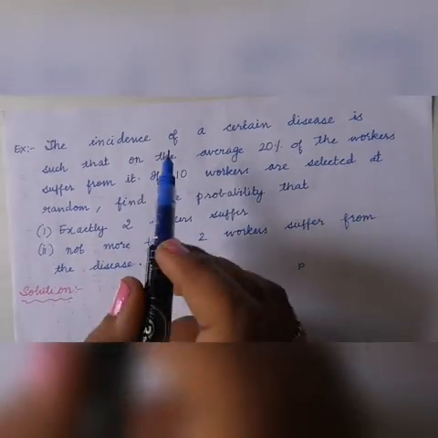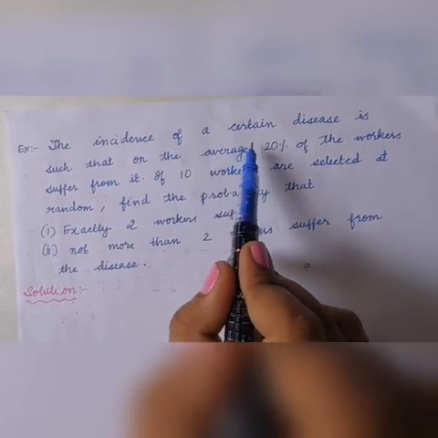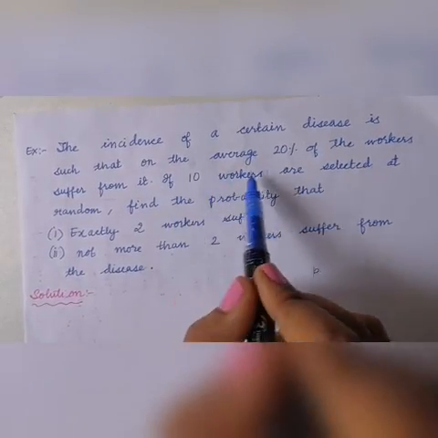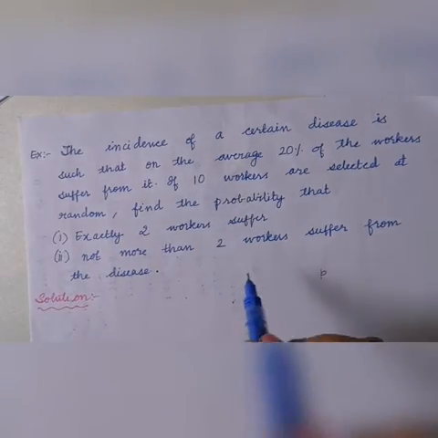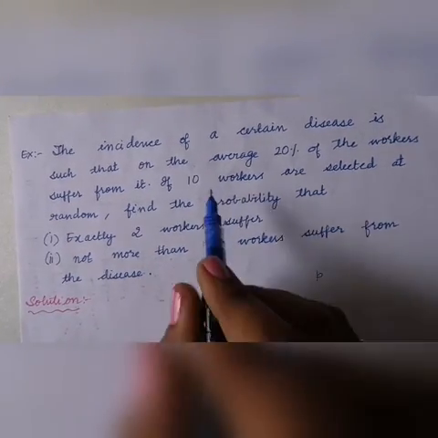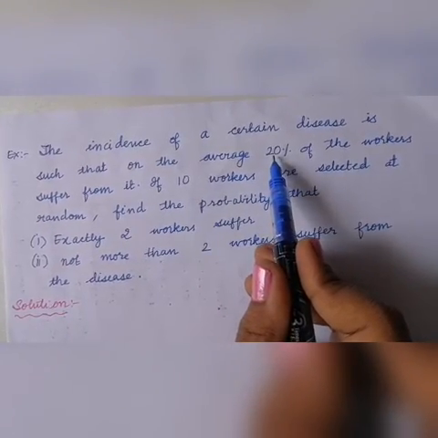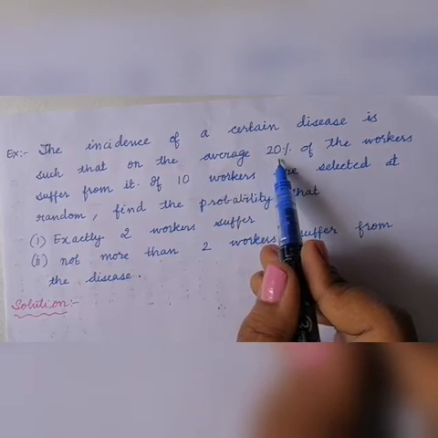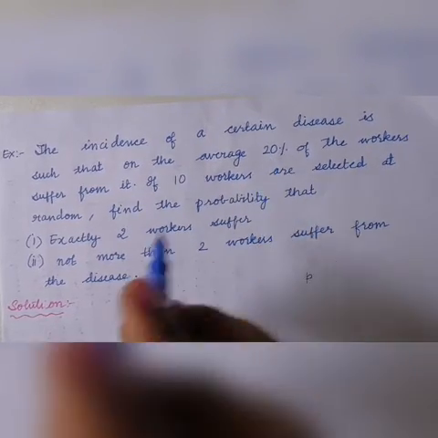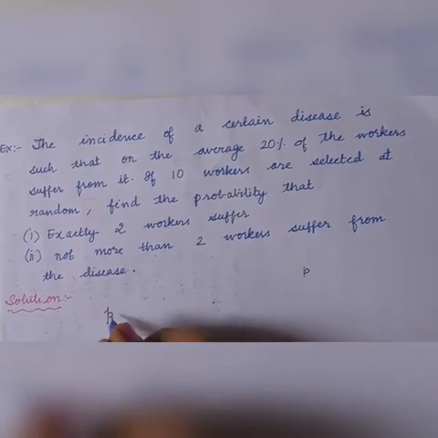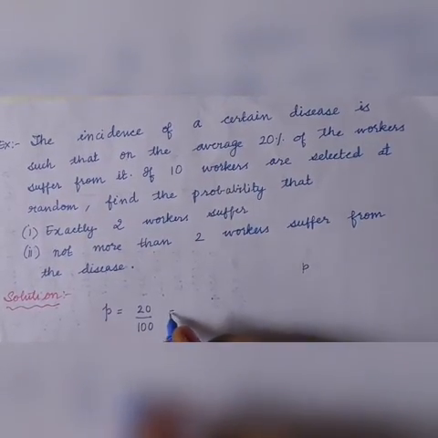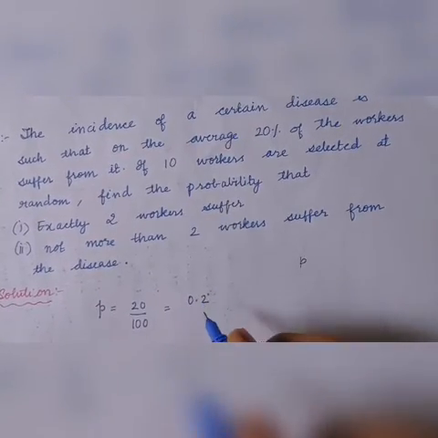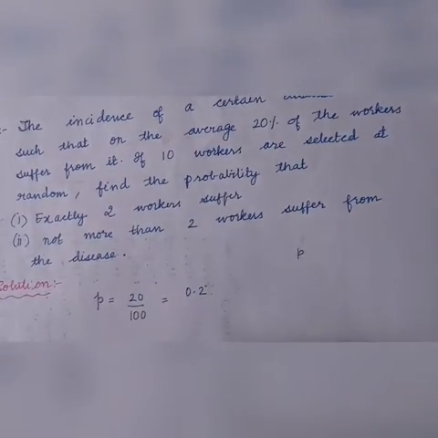Now in the question they have given that the incidence of a certain disease is such that on an average 20% of the workers suffer from it. So 20 people out of 100 are suffering, so they have already given us the probability of people suffering from the disease. This is success. So we already know P is equal to 20 by 100. This is 0.2.